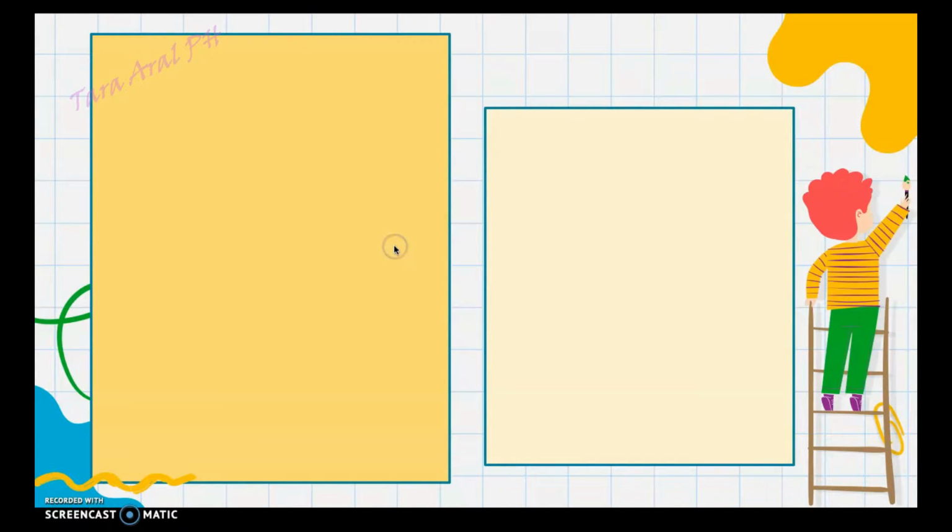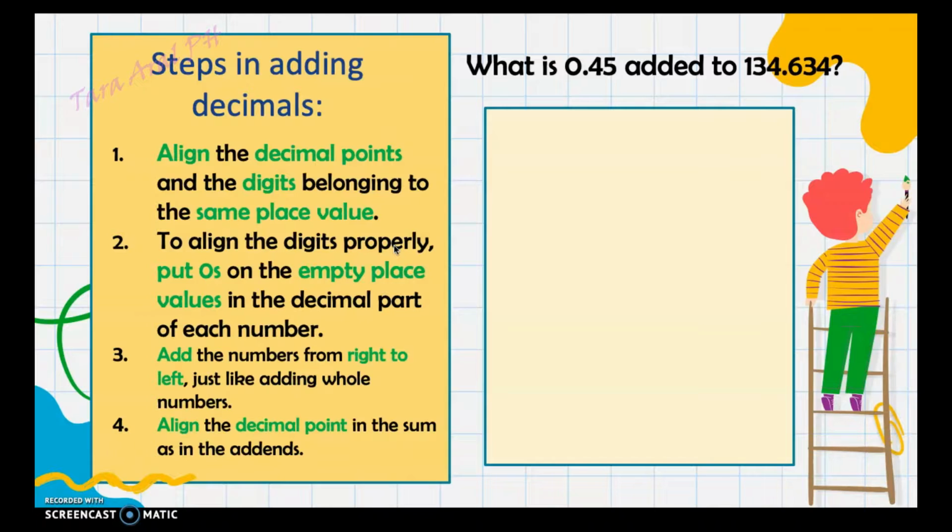Let's discuss addition of decimals first. So here are the steps in adding decimals. First, you align decimal points and the digits that belong to the same place value. We have here an example. What is 0.45 added to 134.634? So all you need is to align the decimal point of the addends. So we have 0.45, and we also align this 134. Okay, align the decimals properly. Then next is align the digits properly as well.